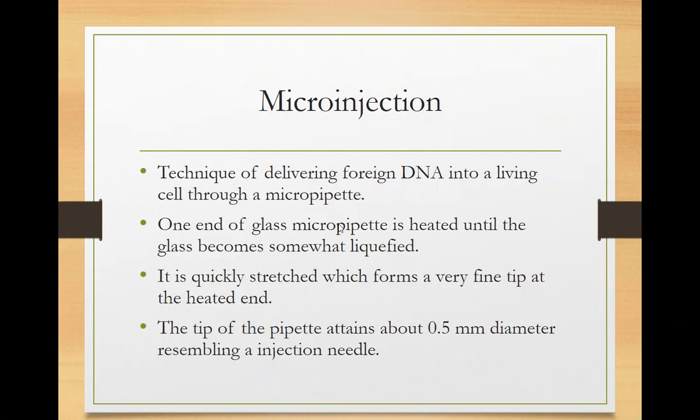So what are you doing here? A glass micropipette is used in this microinjection technique. One end of this micropipette is heated. When it becomes slightly liquefied, quickly you stretch it so that it forms a very fine tip at the heated end. And this tip, the dimension should be about 0.5 millimeter diameter, which resembles an injection needle. So this glass micropipette, you mend it in such a way that the tip resembles the injection needle. It should be so fine, about 0.5 millimeter diameter.